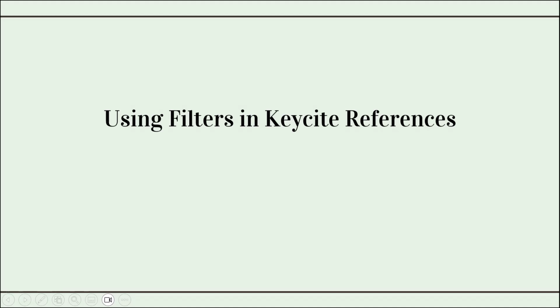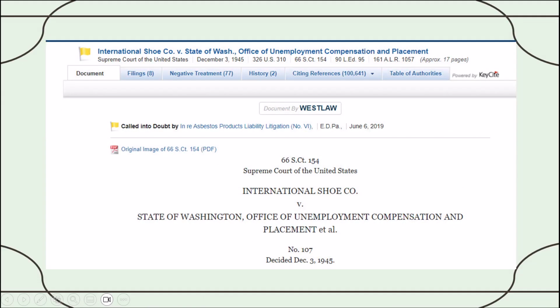Now, for this part, I'm going to use a case we didn't look at earlier in the other reading cases videos. I'm going to use a case called International Shoe versus the State of Washington. This is a very, very well-known case. It was decided in 1945, and every law student has to read it. It deals with the issue of a court's personal jurisdiction over a defendant in a civil lawsuit. I'm using it because it's been cited over 100,000 times, which will give us lots of room to play with the filters.